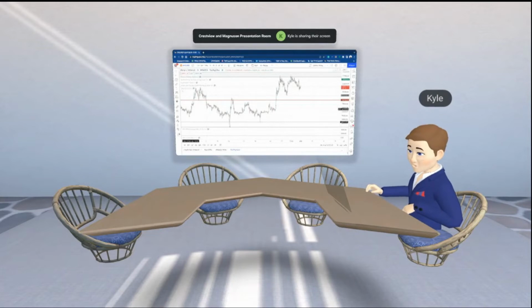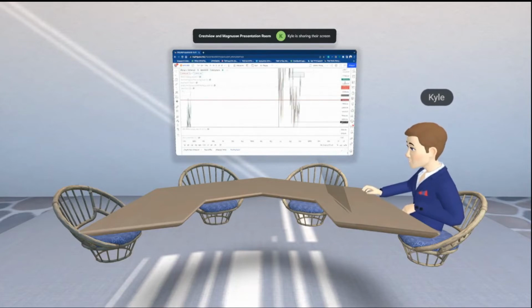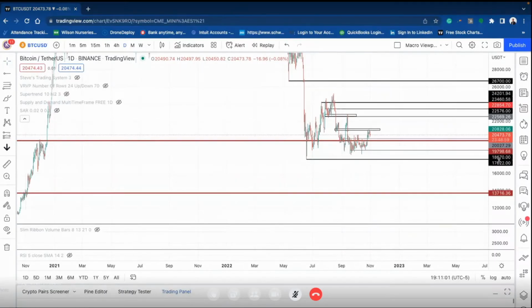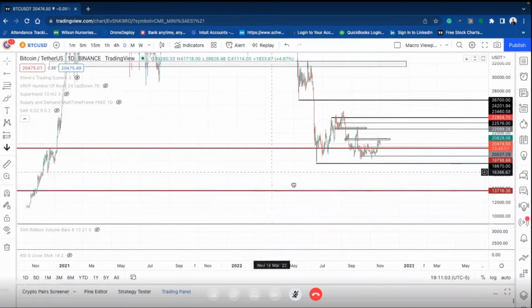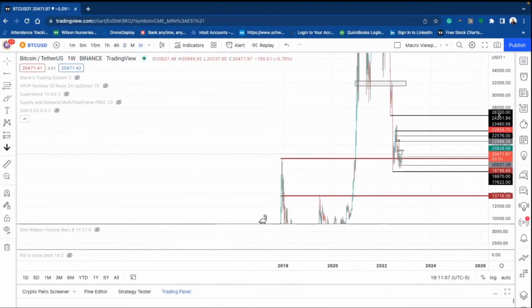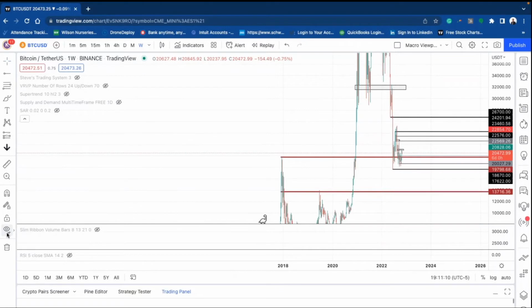So let's just get rid of... Oh no, let's just use what I've already got here. So I'm on the daily. Again, higher time frame perspective. I've already got this chart marked up, and these zones have served me pretty well. So let's go to the weekly even. I'll just hide some of this stuff.